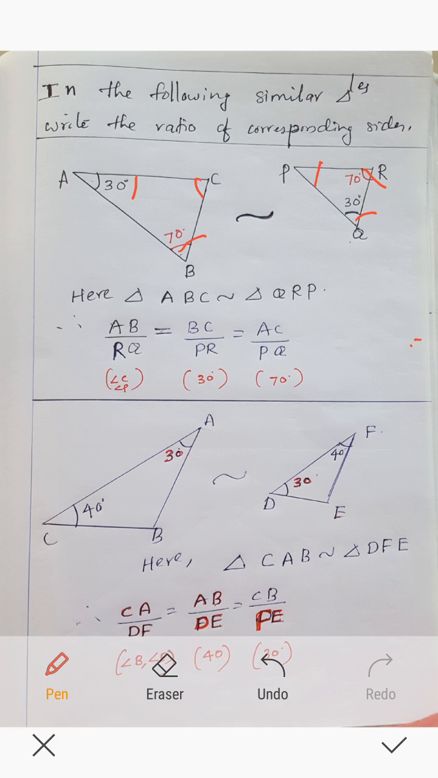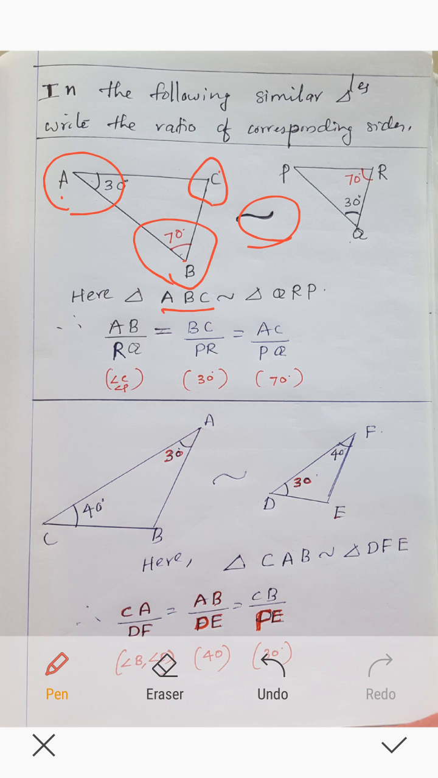We can understand from this figure that two pairs of corresponding angles are equal. So the two triangles are similar. That is why these two triangles are similar. Once we understand the two triangles are similar, we need to know how to write them. Here we started with triangle ABC. A means this 30-degree angle, B means the 70-degree angle, then comes C.